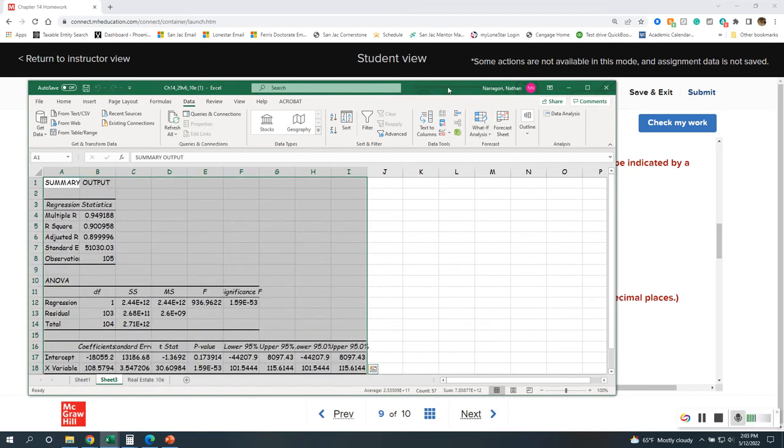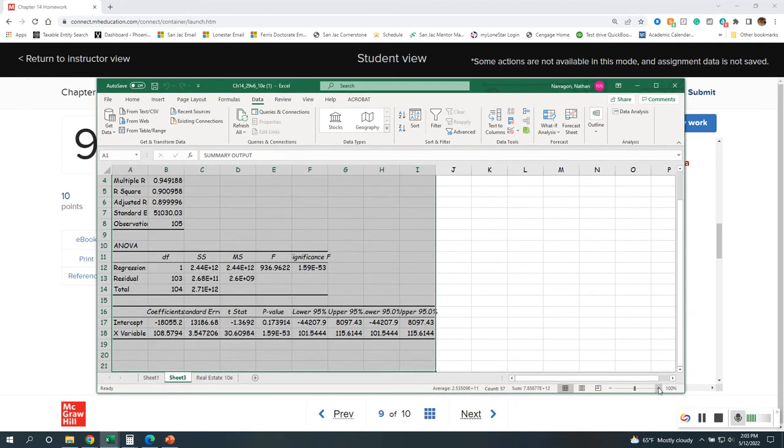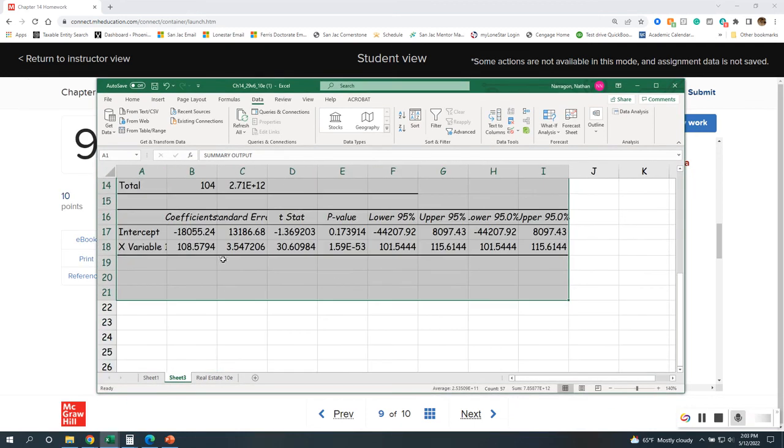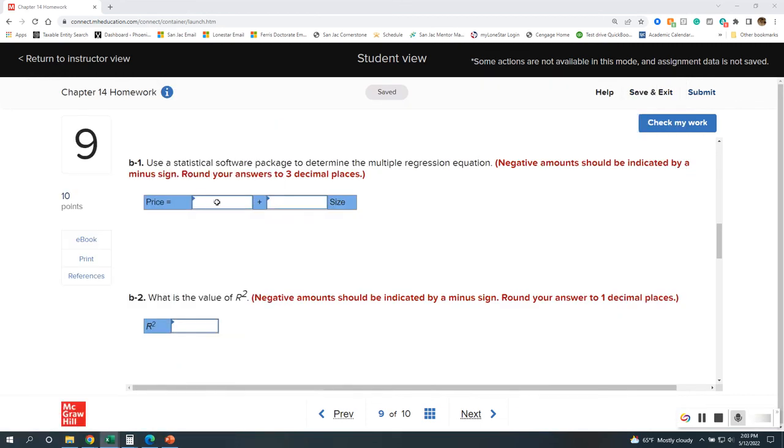All right. So, for us, this right down here is our regression equation when it comes to size. So, negative 18055.24. And size is 108.5794.